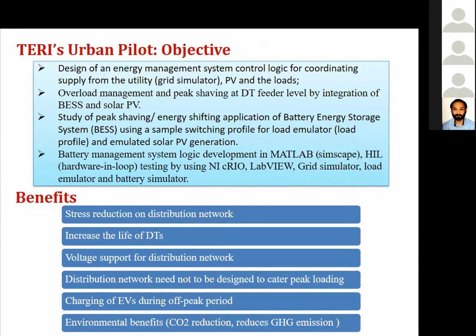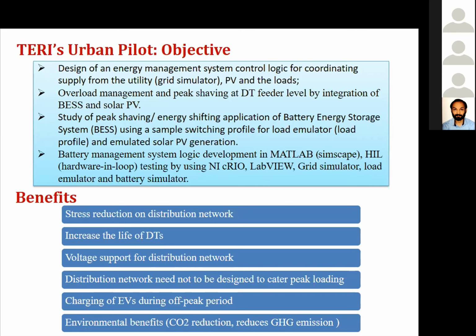These are the objectives for the TERI urban pilot projects under theme 3: to design the energy management system control logic with coordinated supply from the utility, with use of grid simulator, PV and the load. The objective is overload management and peak saving at the distribution transformer feeder level by integrating energy storage with solar PV, and to study the peak saving and energy shifting application of the energy storage system using a sample switching profile for load emulator and emulated solar PV generation.